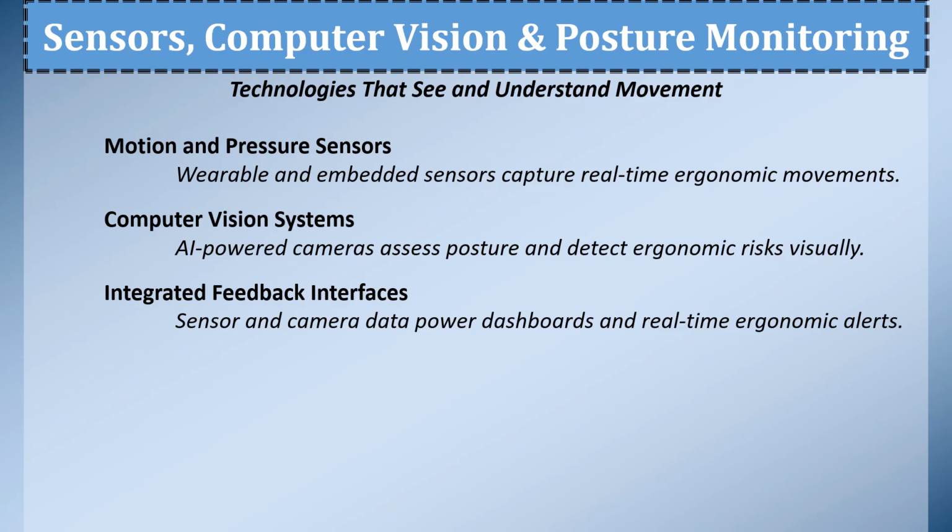Integrated feedback interfaces. The data from sensors and cameras feeds into user dashboards or triggers instant feedback alerts. These interfaces visualize ergonomic status and suggest adjustments. When paired with AI, they enable self-correction and learning through consistent, non-intrusive prompts. Sensors and computer vision make ergonomics measurable and dynamic. They provide a foundation for AI to monitor, assess, and improve postures and motion throughout the workday.